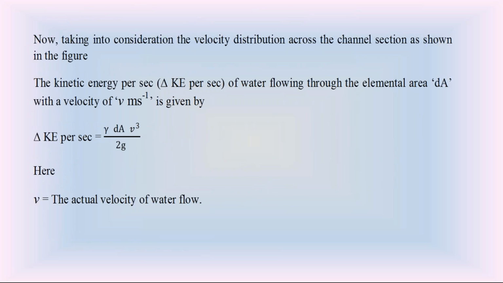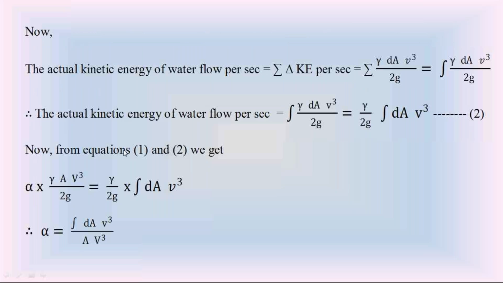So please listen to this carefully. For one water layer, this is the actual kinetic energy, gamma dA v cubed by 2g. Like that, we have so many water layers in that open channel from top to bottom.